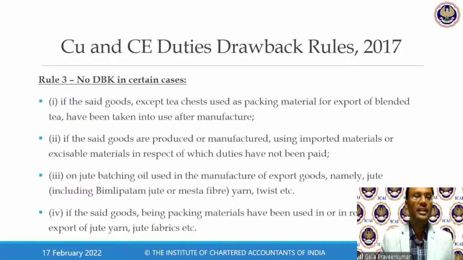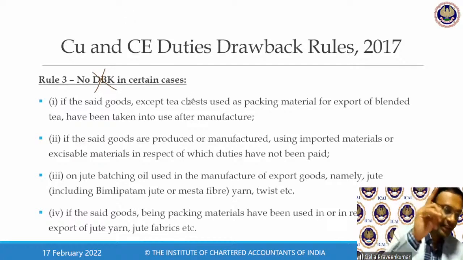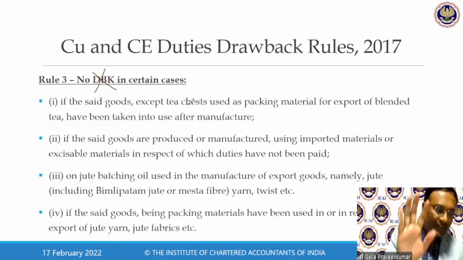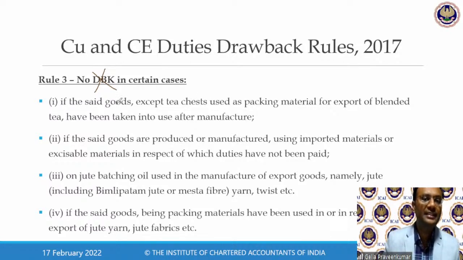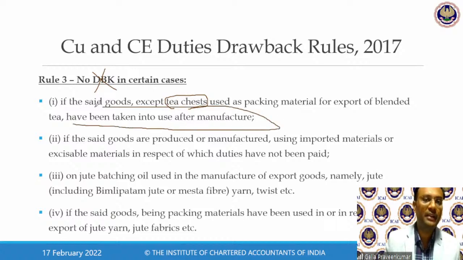Now, as I said, conditions. Sir, I don't give a drawback even under section 75. Under section 74, I've given a few cases. Even under section 75, I'm not going to give a drawback. So what is that? If the said goods, except tea chest, which is used as a packing material for export, have been taken into use after manufacture.